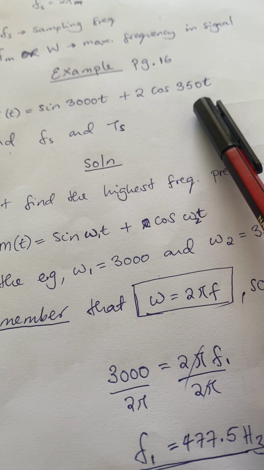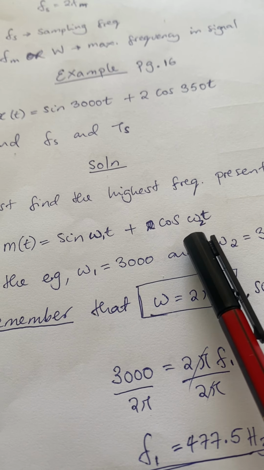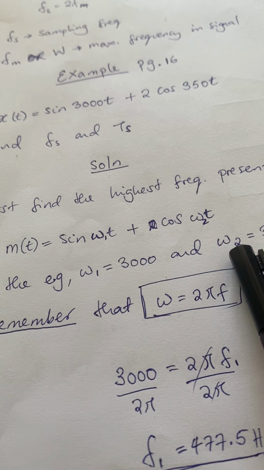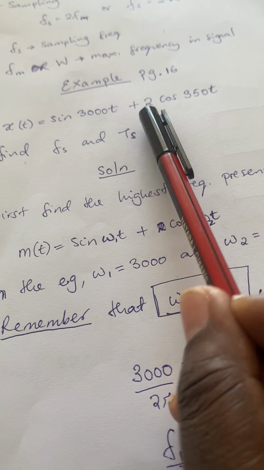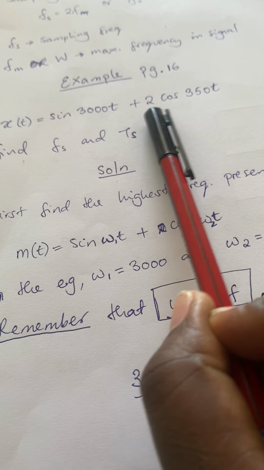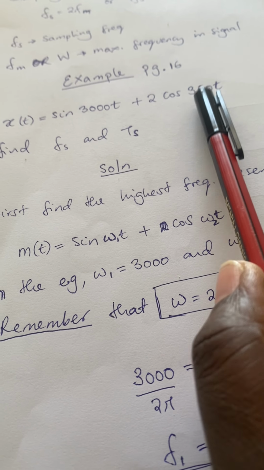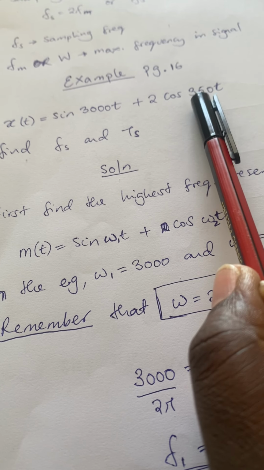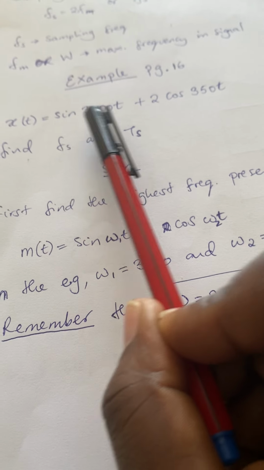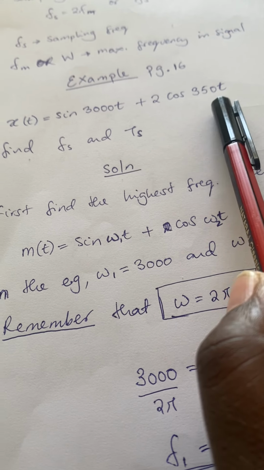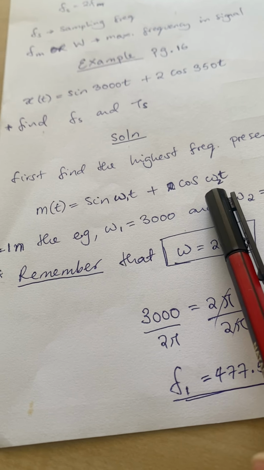And then 350 T, this 350 is also another omega. We're going to call it omega 2, being 350. Okay, so again, these two in front of the cos should not change anything. What you're concentrating on are the numbers after the cos or after the sine. The number before the T is what we're considering as omega, which is angular frequency.